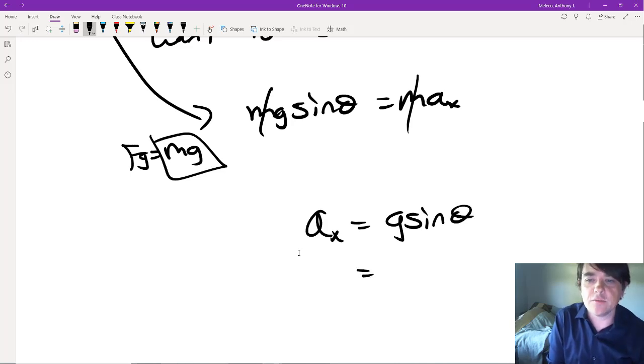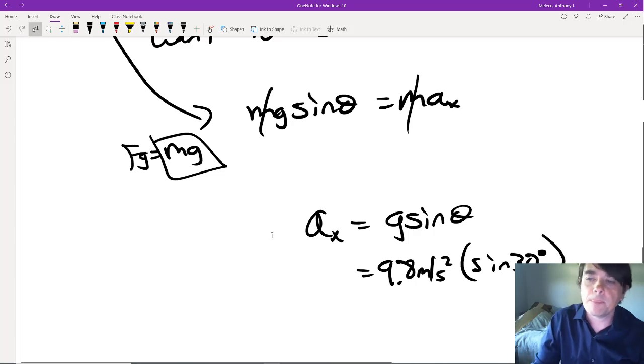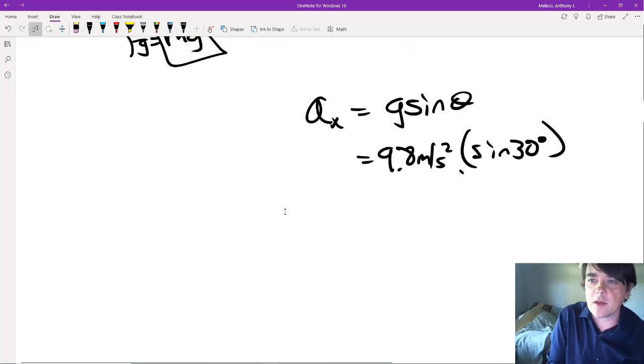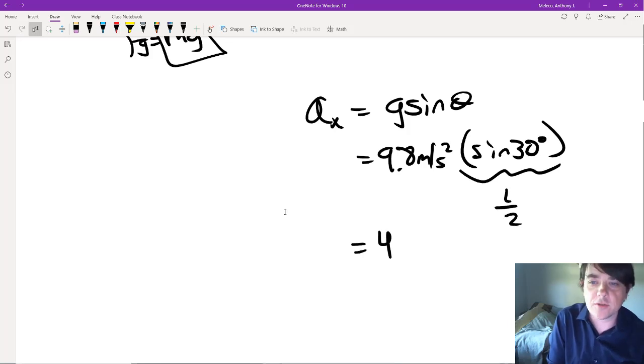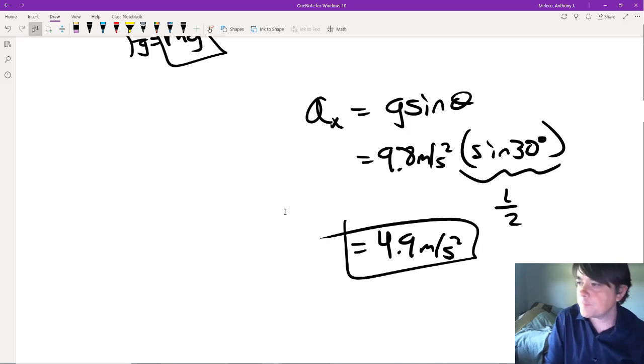So it's only a function of gravity and a function of our angle. So sine of 30 degrees. And if you remember right, sine of 30 degrees is just 1/2. So this is actually 4.9 meters per second squared. Okay.